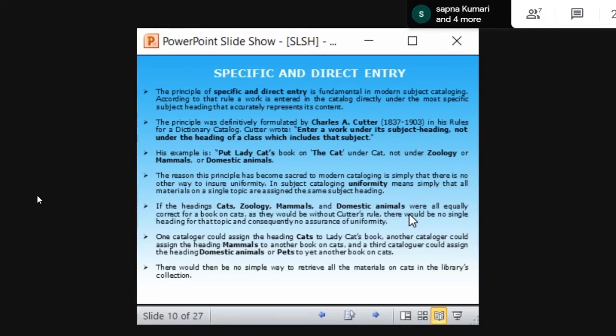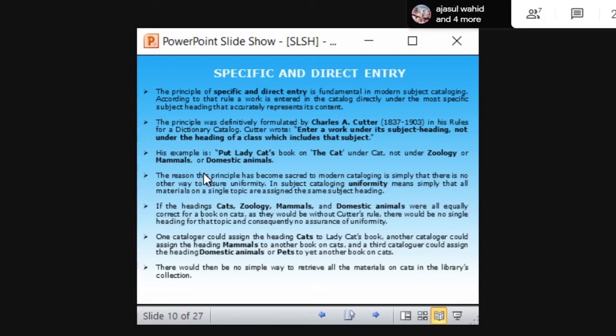This principle was formulated by C.A. Cutter in the Rules for a Dictionary Catalog. This catalog spelling is American English and British English, so don't confuse it. In India we use CATALOGUE. In America they will use it like this only. Enter a work under its subject heading, not under the heading of a class which includes the subject. It is better to enter a work under its direct subject heading, not under the heading of the broader class which includes that subject.